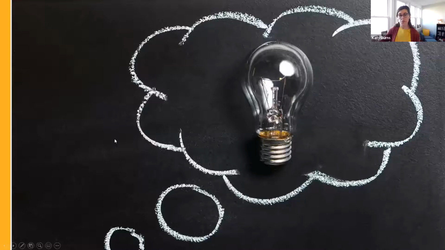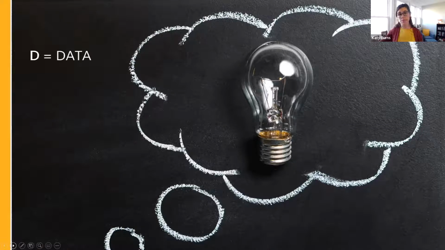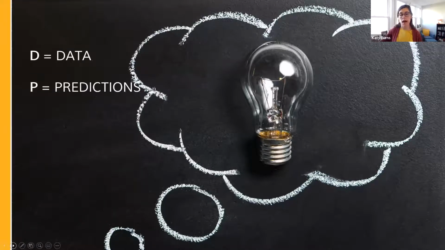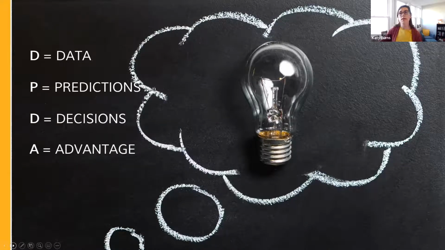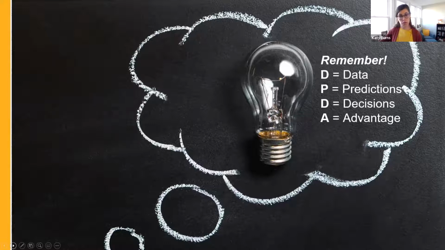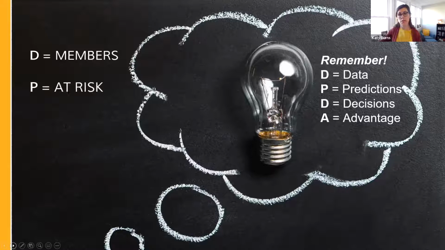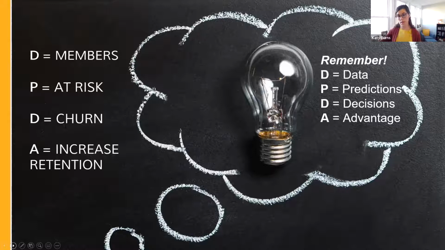And there's a few different ways to go about this, but today I would like to leverage a framework. We're going to use data to generate predictions that can help us make better decisions to gain competitive advantage. And applying it to today's question, let's leverage our member data to assess who is at risk of churning in order to increase member retention. So this is what's called a supervised data problem. And I want to tell you all a little bit about the difference between supervised and unsupervised.